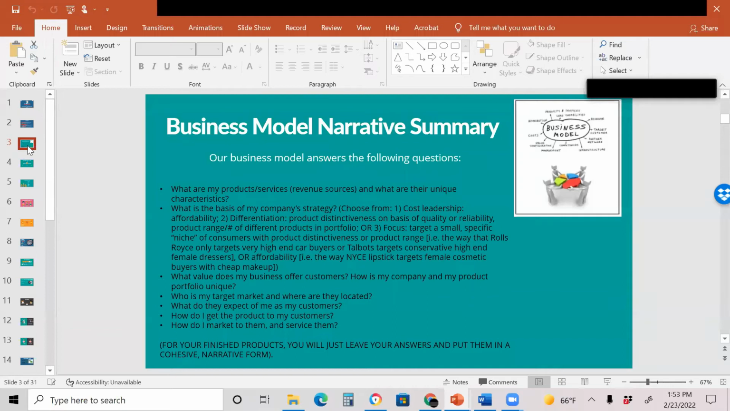So what are your products and services, and what are their unique characteristics? What value does my business offer customers? How is my company and my product portfolio unique? Who is my target market and where are they located? What do they expect of me as my customers? How do I get the product to my customers? How do I market to them and service them?